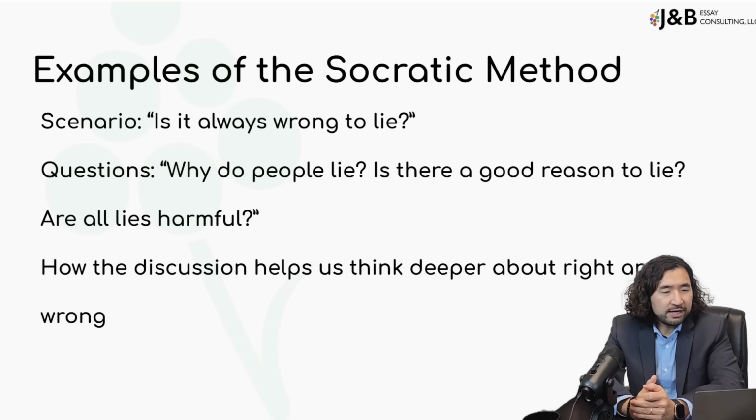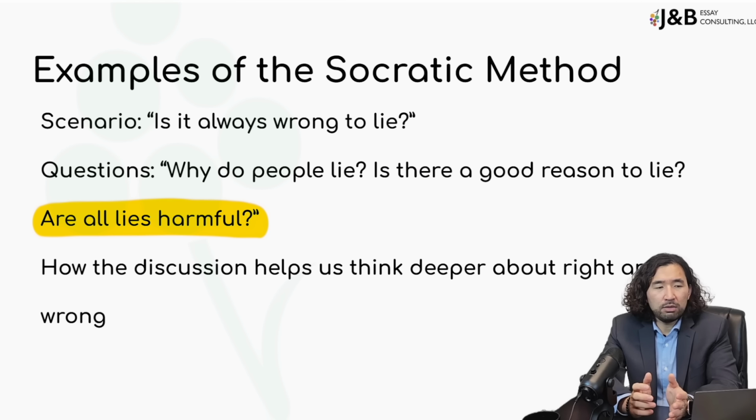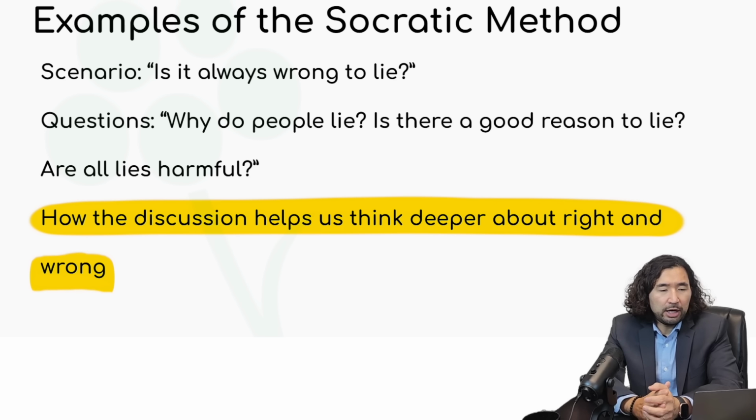Here are some examples of the Socratic Method. The scenario is: is it always wrong to lie? Questions: Why do people lie? Is there a good reason to lie? Are all lies harmful? What about white lies? The discussion helps us think deeper about right and wrong. Throwing all these questions out there helps you to introspect and explore ways in which you can contribute, or hear other people's perspectives.